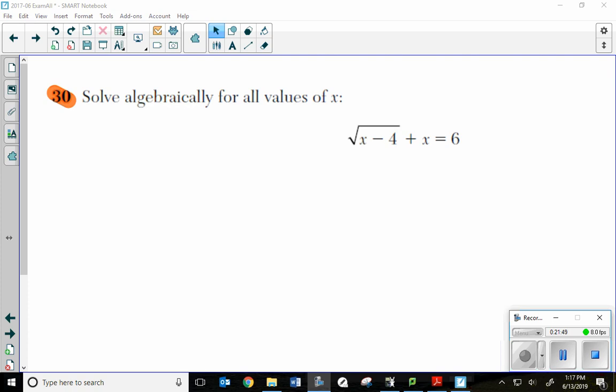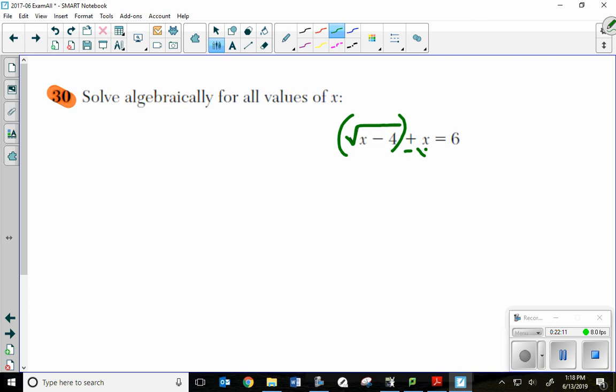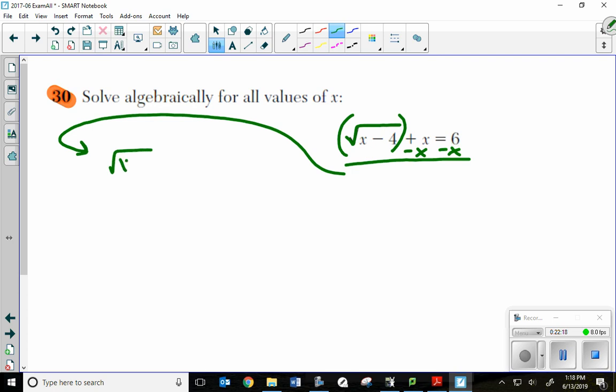Number 30. Solve algebraically for all values of x. First thing that should pop in your mind with this equation is there is a square root. I'm going to have to square that, use opposite math to get rid of it. I cannot get rid of this and square it until it is alone on one side by itself. I need to subtract x to start. So on the left side, I have the square root of x minus 4 equals 6 minus x.